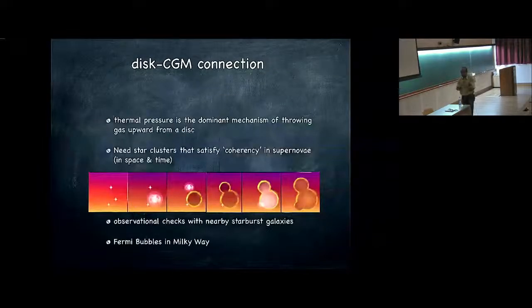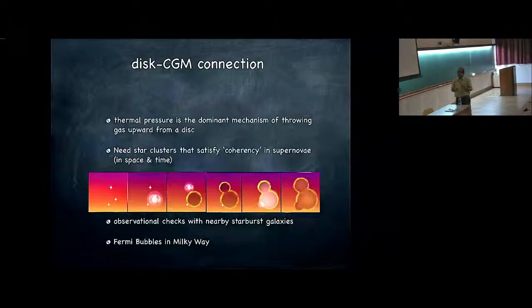Now, it looks like the most important underlying process of throwing the disk gas into the CGM is thermal pressure. What is needed is a star cluster, the more massive the better. And you need some sort of coherency in the supernovae rate, so that you have bubbles created by one supernova, which is going to lose energy radiatively, but you need to keep pumping enough energy within a certain space and time to keep it blowing. And one can do observational checks with nearby starburst galaxies, and there are enough examples of this.